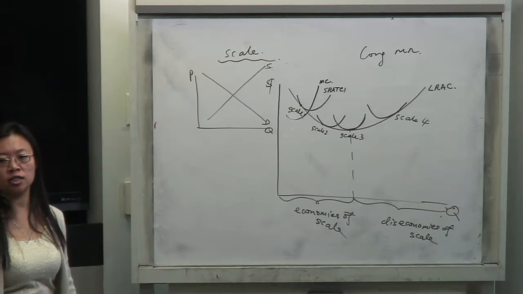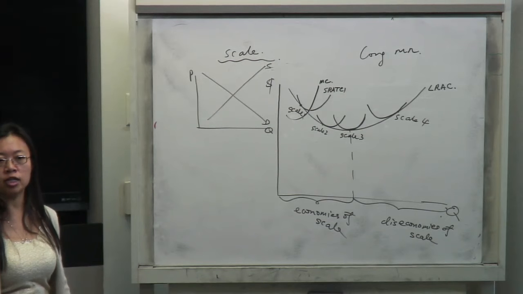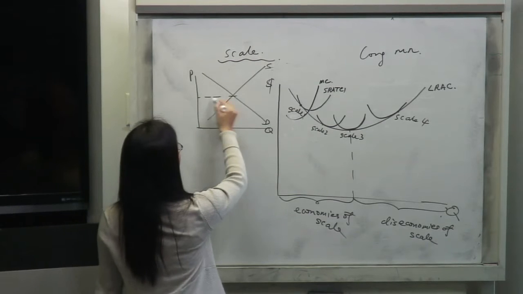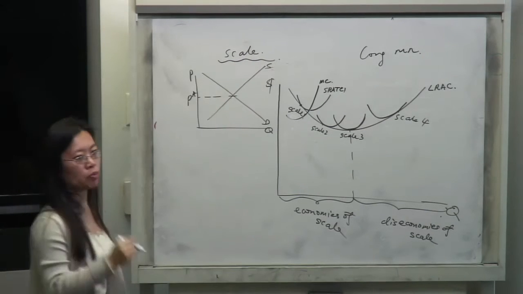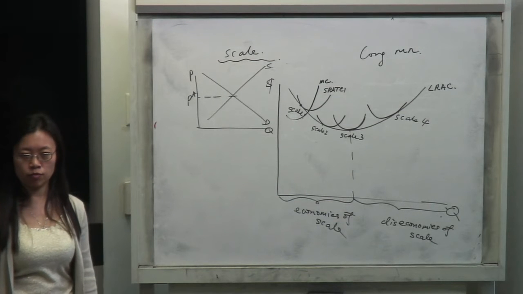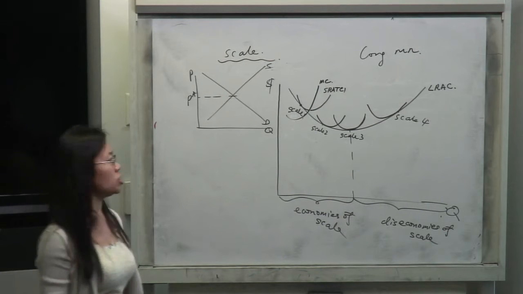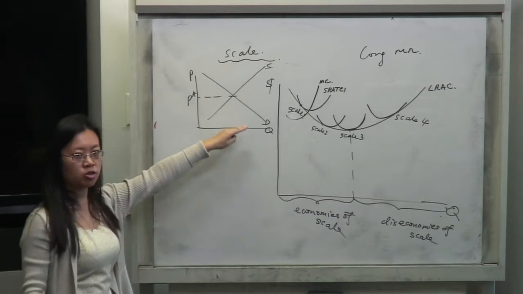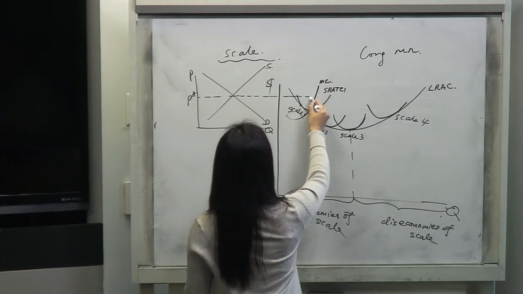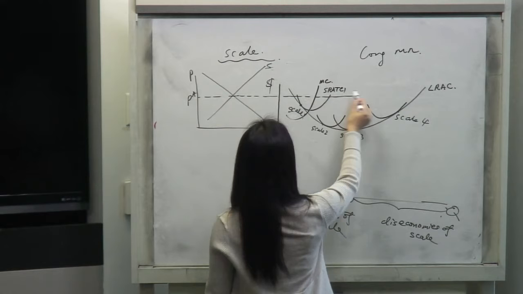If we're in a perfectly competitive market, then the price is determined by demand and supply. So this is the price the firm can sell the good at. What we're going to do is draw this graph next to that so we can extend this price right here.